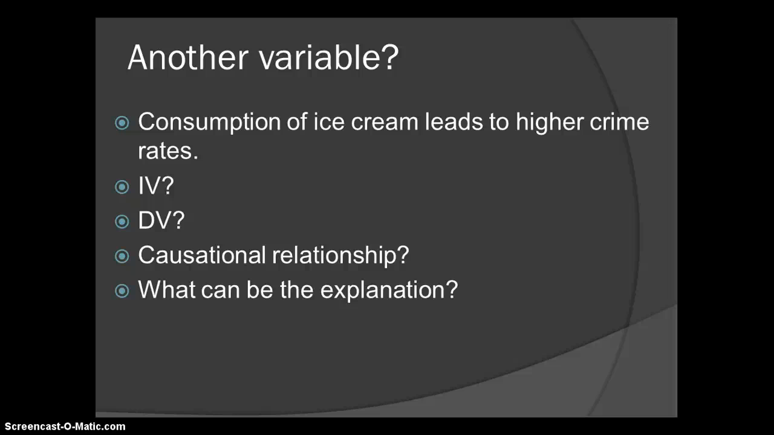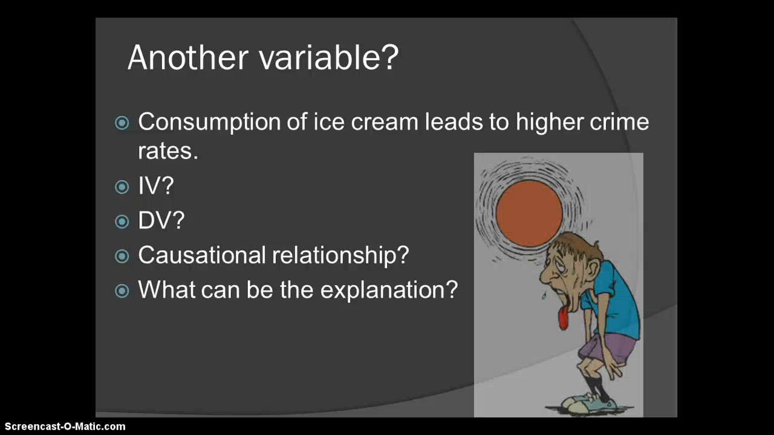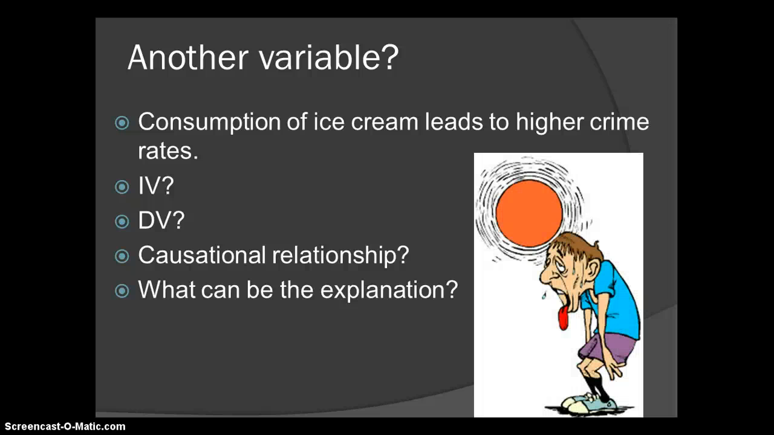What can be a possible explanation for this relationship? Heat. When it's hot, people consume more ice cream, but when it's hot, people might also get angry quicker. There might be more people outside, so the crime rates might go up.